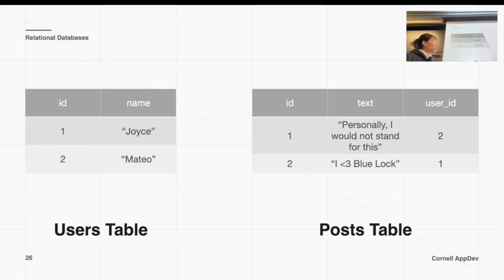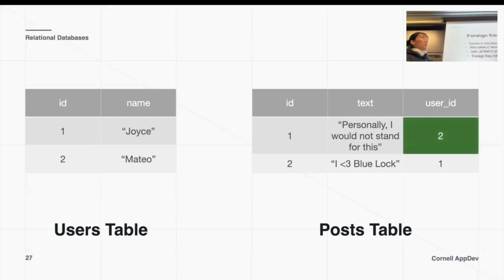So we can actually use these tables and the properties given to us in these columns to link who made which post and link the users to the posts that they made. For example, the first post in the post table has a column called user ID. And as it might look, that user ID would be associated with a person here in the user table. So for example, personally, I would not stand for this has a user ID of 2, which means that Mateo over here with a user ID of 2 was the one that made that particular post.